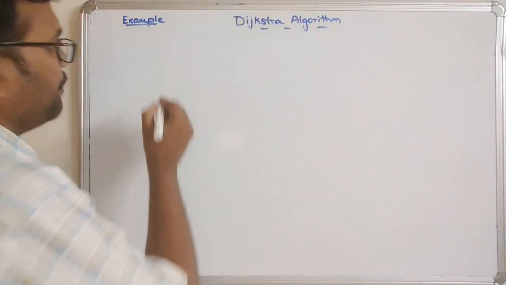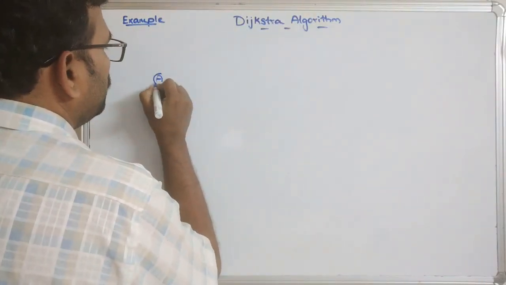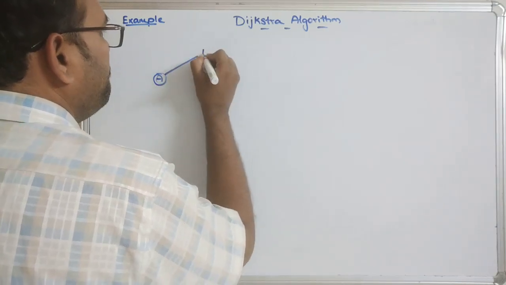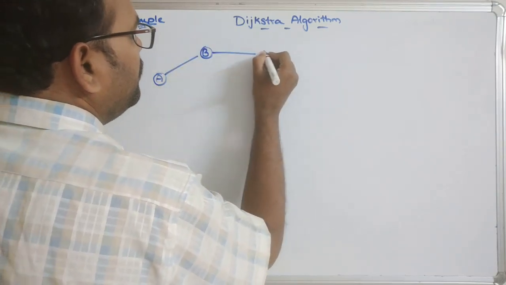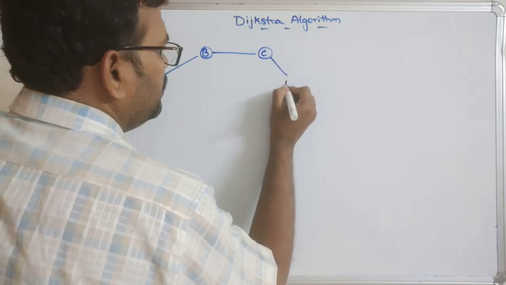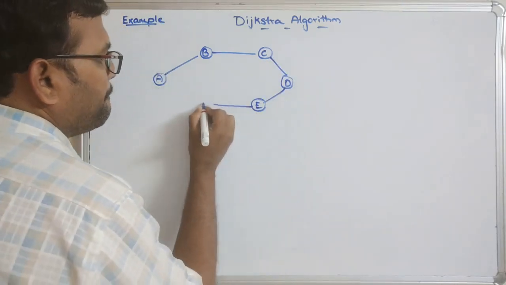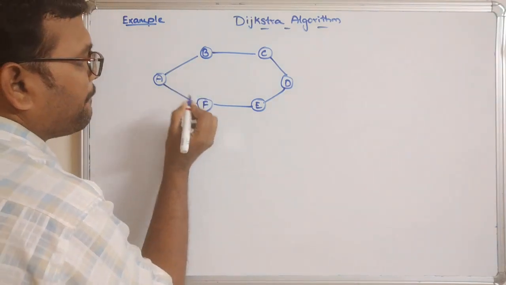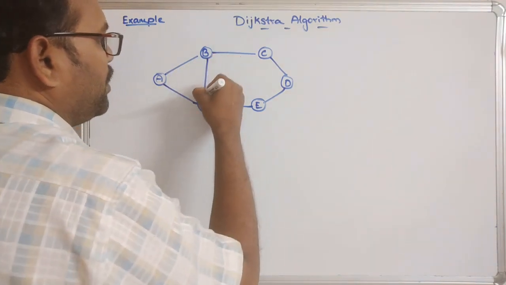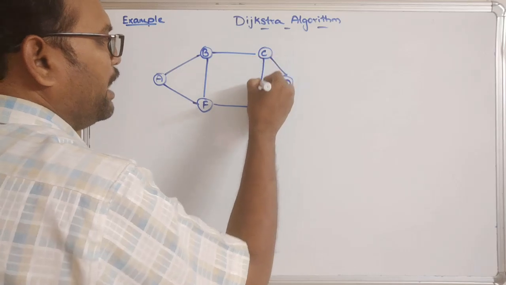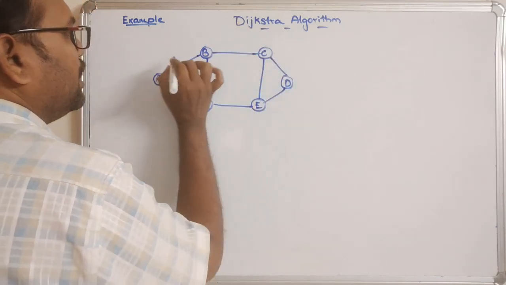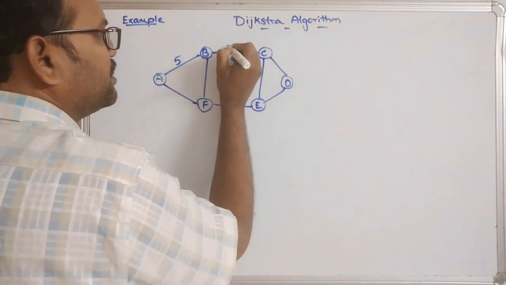Now we'll see an example. Let us take an example: A, B, C. Again I am taking an undirected graph. I'll give some random weights.